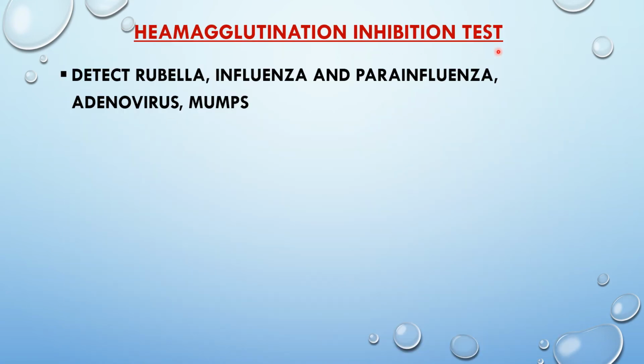This hemagglutination inhibition test is done to diagnose disease caused by rubella, influenza, parainfluenza, adenovirus and mumps virus, because all these viruses have hemagglutinin spikes over their surface. So whenever they enter our body or cause infection in our body, antibodies against their hemagglutinin spikes are produced. So we perform the hemagglutination inhibition test in order to diagnose infection by these viruses.